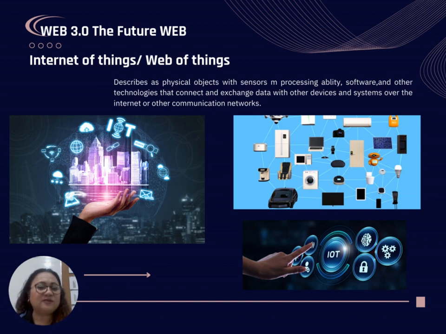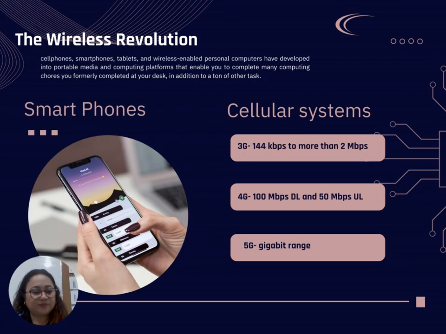So the Internet of Things is what we also call the Web of Things. The Web of Things describes physical objects with sensors and processing ability, software, and other technologies that connect and exchange data with other devices and systems over the Internet and other communication networks.